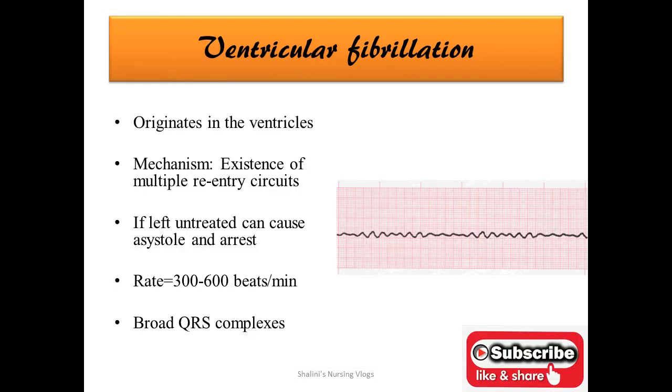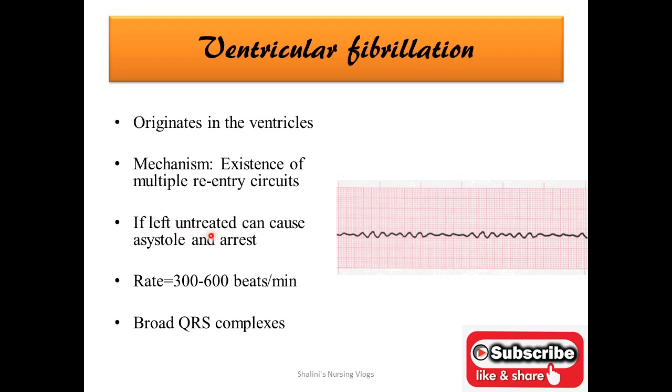Let us look at ventricular fibrillation. What are the features of ventricular fibrillation? It originates in the ventricles. That means the ectopic foci is somewhere in the ventricles, and the mechanism is the existence of multiple re-entry circuits. We have been talking about re-entry circuits in the previous video, so you can always refer to what it is.